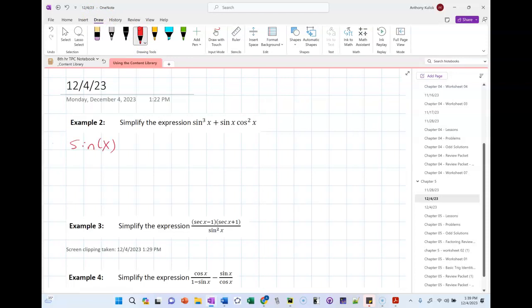So if we factor sine x off to the front, what does sine cubed x become after we factored off a sine x? Sine squared x. Very good. Is everybody okay with that? What does sine x times cosine squared x become when I factor sine off of that? Very good. Cosine squared x.